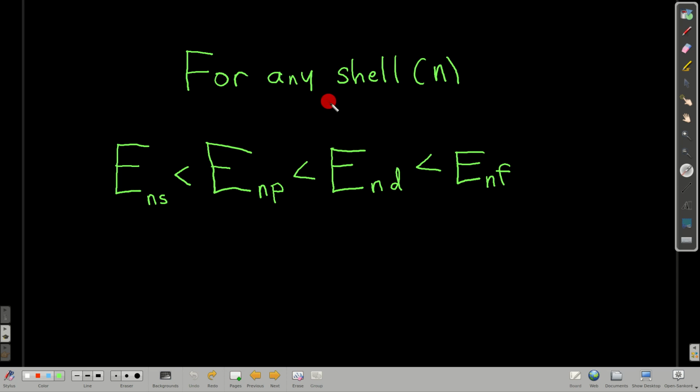Because of this, at any shell, n equals 1, 2, 3, 4, what have you, as long as the subshells exist, the energy of an electron in an s subshell is lower than the energy in a p subshell, which is lower than the d, which is lower than the f, within the same shell. So a 4s electron is lower in energy than a 4p, which is lower than a 4d, which is lower than the 4f.